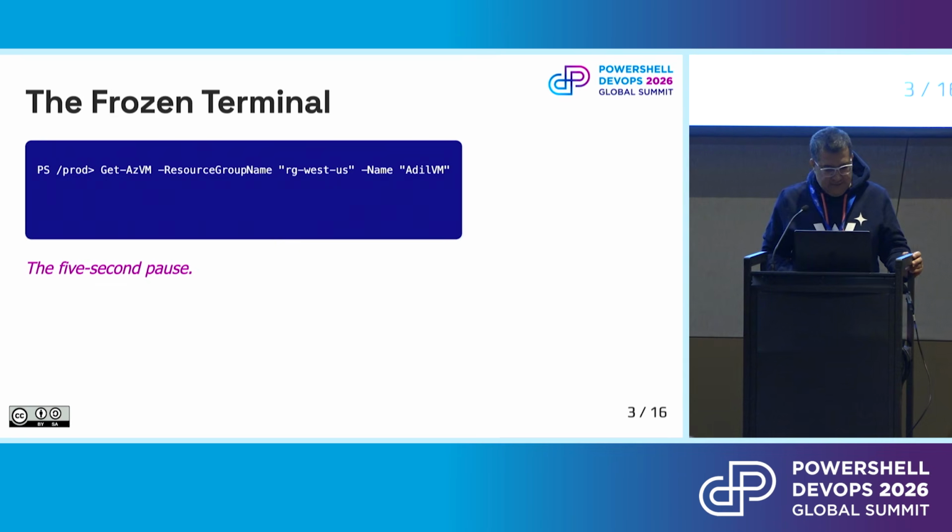Okay, back to the terminal here. So you see this command in front of you. Get AZVM, resource group name, RG, West US, name Adil VM. It's a pretty standard command. This was in Cloud Shell. I put it in. Can anybody tell me what was wrong with this command? Looks okay, right? Looks fine? Okay, I'll save you the stress.